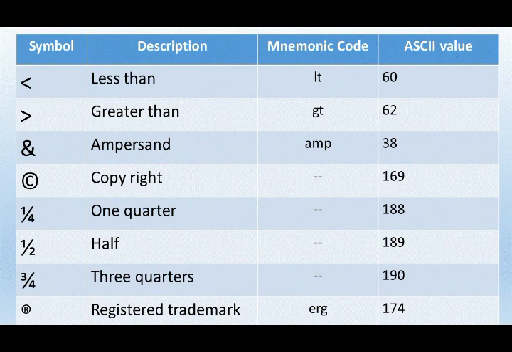Then ampersand sign, mnemonic code is AMP, ASCII value is 38. Then the copyright symbol is there, ASCII value 169. Then 1/4, ASCII value is 188. 1/2, that is 189. 3/4, that is 190. Then the registered trademark is there, and the mnemonic code for the same is REG, and ASCII value is 174. So whenever we want to use any one of these symbols, we can insert it using the ampersand sign and then the mnemonic code for that particular symbol.